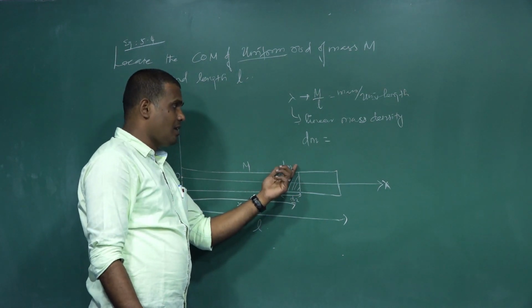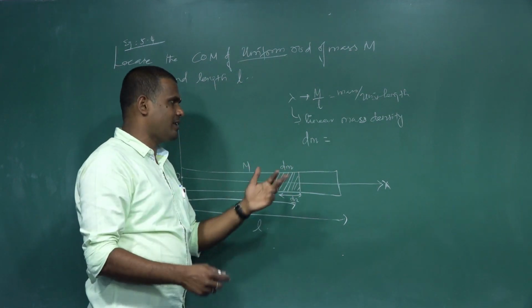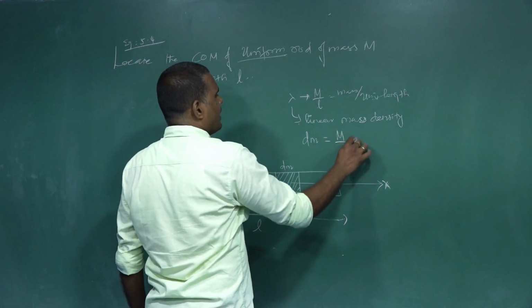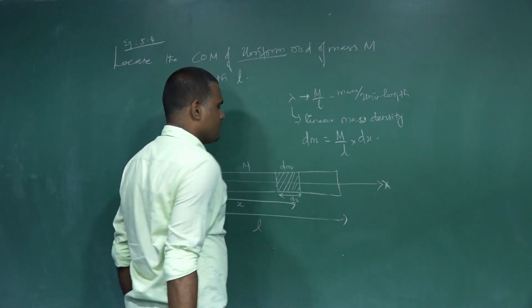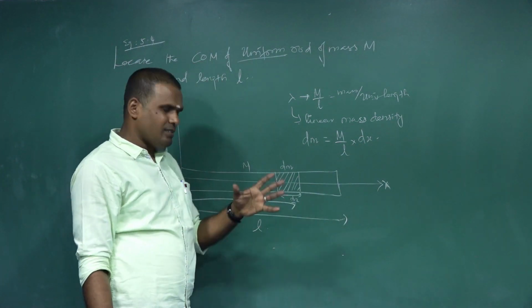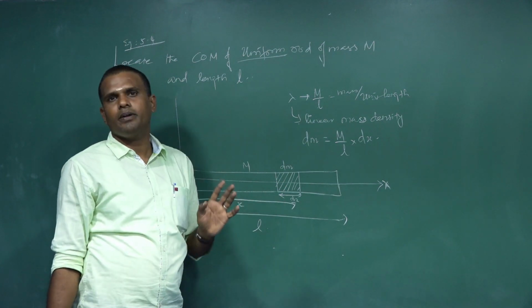We already saw it is dm. What is the measure here? What is dm here? I can simply write M divided by L into dx. M divided by L into dx. Right? You can simply say a chocolate costs 1 rupee.